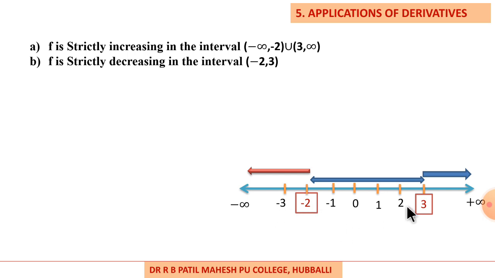If you want to combine these two intervals, you can write by using the union: minus infinity to minus 2 union 3 to plus infinity. Here the function is strictly increasing. And next, in the second interval, that is minus 2 to 3, f is strictly decreasing. For these two, you can take the open intervals.